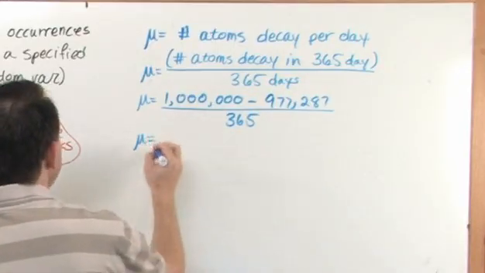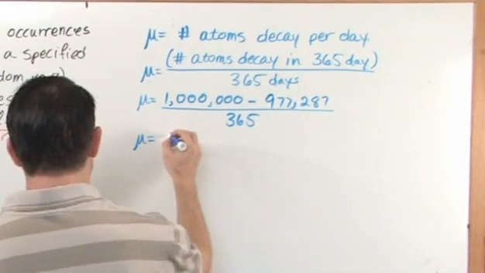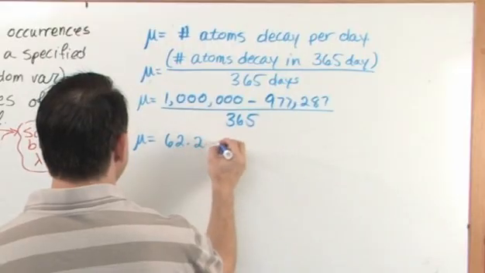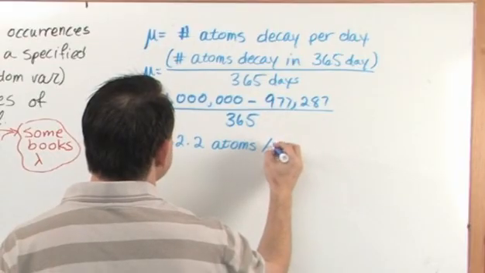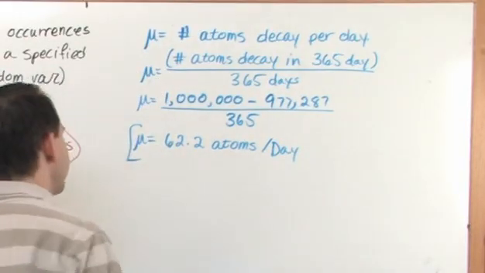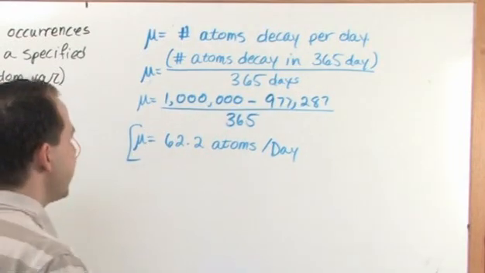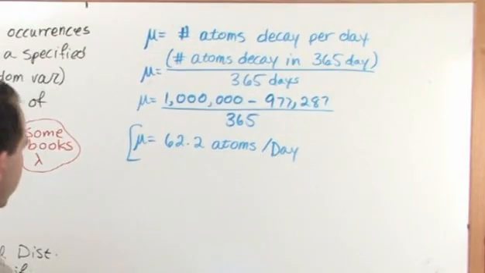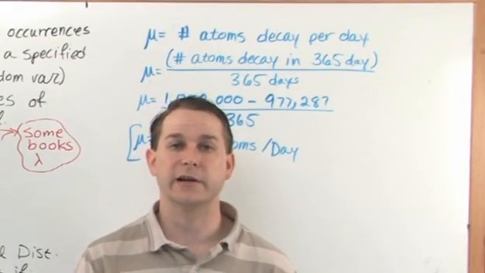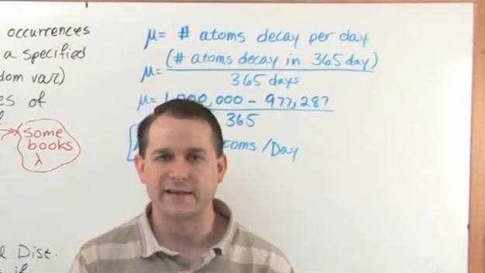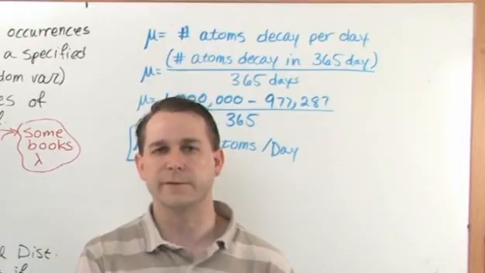Okay? And so when you take the 1 million, subtract the 977,287, divide by 365, you will find that 62.2 atoms per, that's the slash here, per day. Okay? That is the answer to part A. The average number of atoms that decay per day is 62.2 atoms per day, and that's just because we know how many atoms total decayed and we know the length of time. Now for every Poisson distribution problem like this, you're going to have to calculate mu. You're going to have to calculate the average number of events per whatever that time interval is in order to move forward and use it, and so you're going to have to basically do this every time. It's going to follow something real similar.